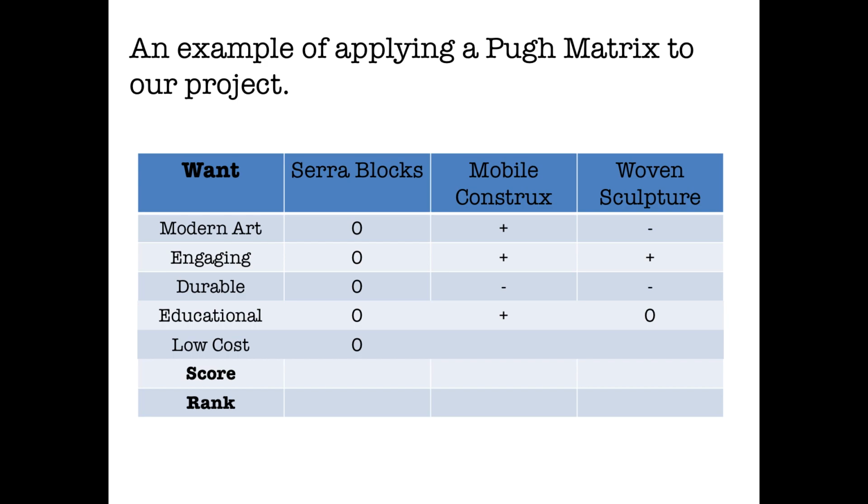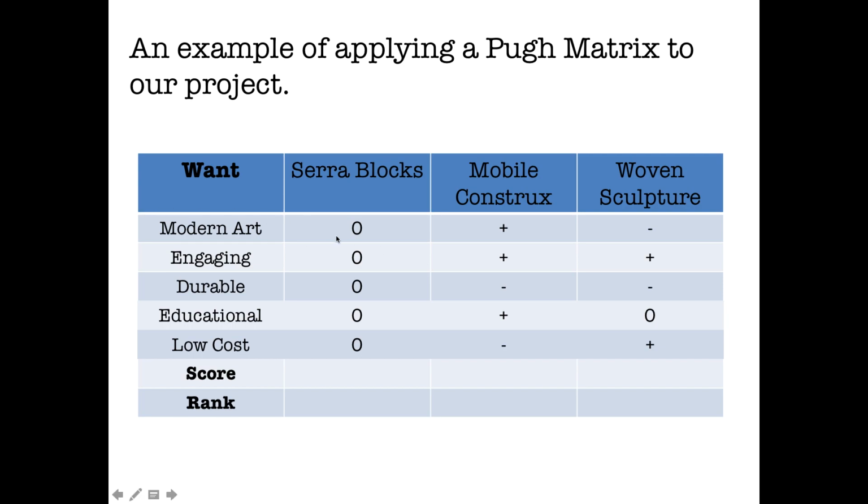Educational, mobile constructs came out on top. I was unsure, woven sculpture versus Sarah Blocks. I went with those two being neutral. And then low cost. The woven sculpture would be much cheaper than the mobile constructs. Mobile constructs would also be more expensive than Sarah Blocks. So that's how I ranked it. Now, I'm kind of rattling off, again, my intuition. I would want to take some notes, and if I have preliminary data to back this up, to make sure that I document it, okay?